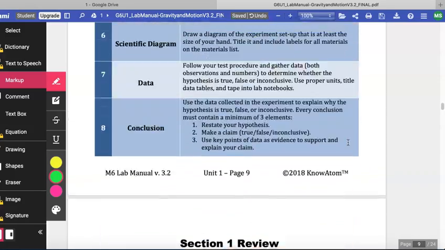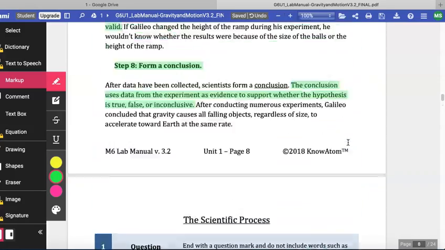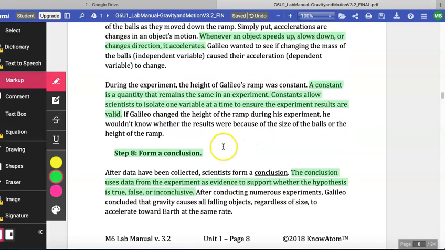And that is the end of section 1. Make sure that you have everything highlighted and move on to the next video.